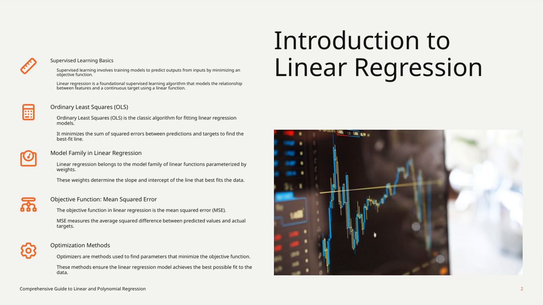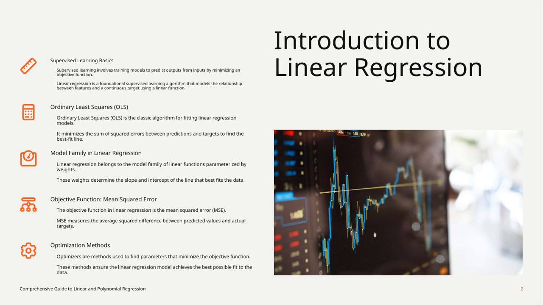errors. Speaking of errors, the objective function in linear regression is typically the mean squared error, or MSE. This measures the average of the squared differences between our predicted values and the actual data points. Minimizing MSE ensures our model predictions are as accurate as possible.